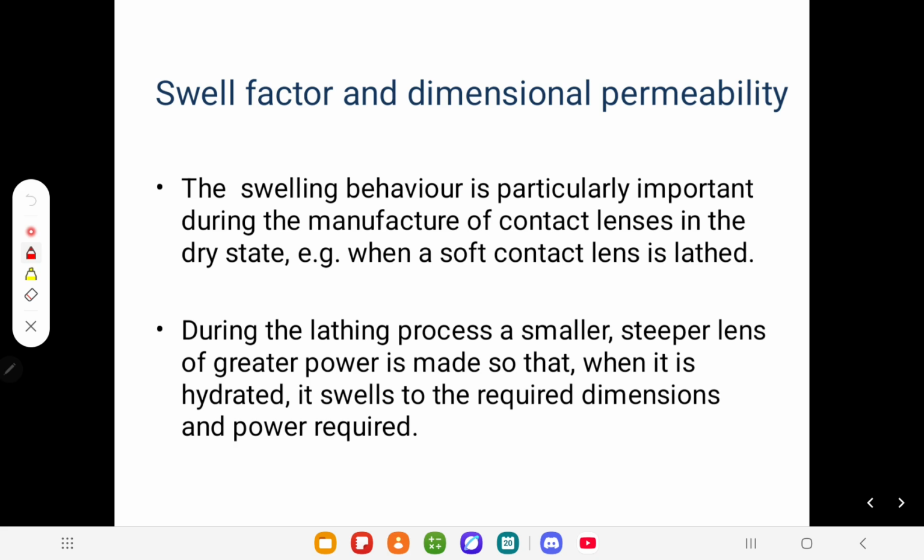The swelling behavior is particularly important during manufacturing of the contact lens. I have already told you, whenever you manufacture a soft contact lens, it's in the dry state. Then you put that contact lens into the solution and let it swell. Especially in the lathing process, the smaller and steeper the contact lens, the greater the power made, so that when it is hydrated it swells and reaches the required dimensions and power. We have to know the swelling factor first, so it will be clear when you understand the manufacturing process.